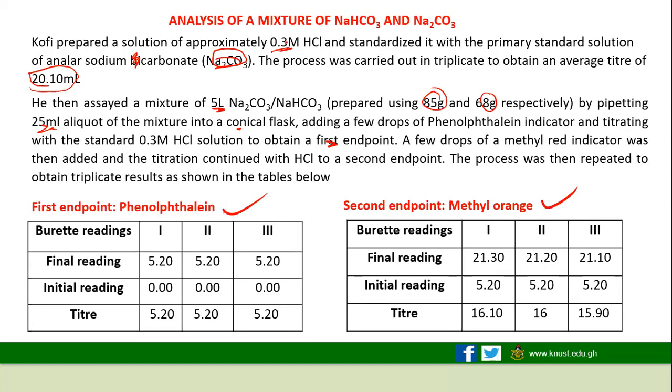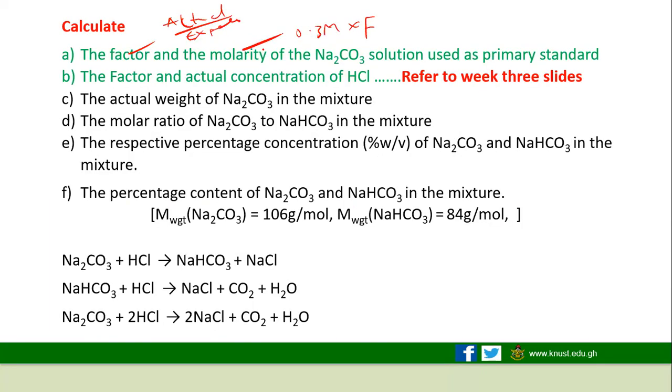Now, how am I getting the 0.3? The acid we are standardizing is 0.3. Always remember that the concentration of the standard or the primary standard is equal to the concentration of the solution being standardized. Good. Now we do that and then we answer our first 2 questions. The second one, the factor of the HCl, that's C1, V1, F1 is equal to C2, V2, F2. You can make F2 the subject and then find the factor. Then the actual concentration will be 0.3 times the factor, the F2. Very simple, right? So we are done with the first 2 ones.